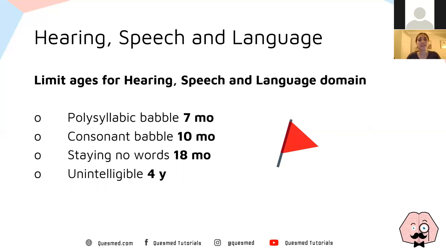Now, in terms of red flags, a good one to remember is 18 months. Not saying any words by 18 months is pretty useful to remember, both for real life and exams. And being completely unintelligible by 4 years. The polysyllabic and consonant babble are a bit hard to remember and know exactly what they mean. Consonant babble are things like mama and dada, and other words that have a little bit of consonants in them, rather than just vowels. So that's when you'd expect children to be able to meet these milestones.